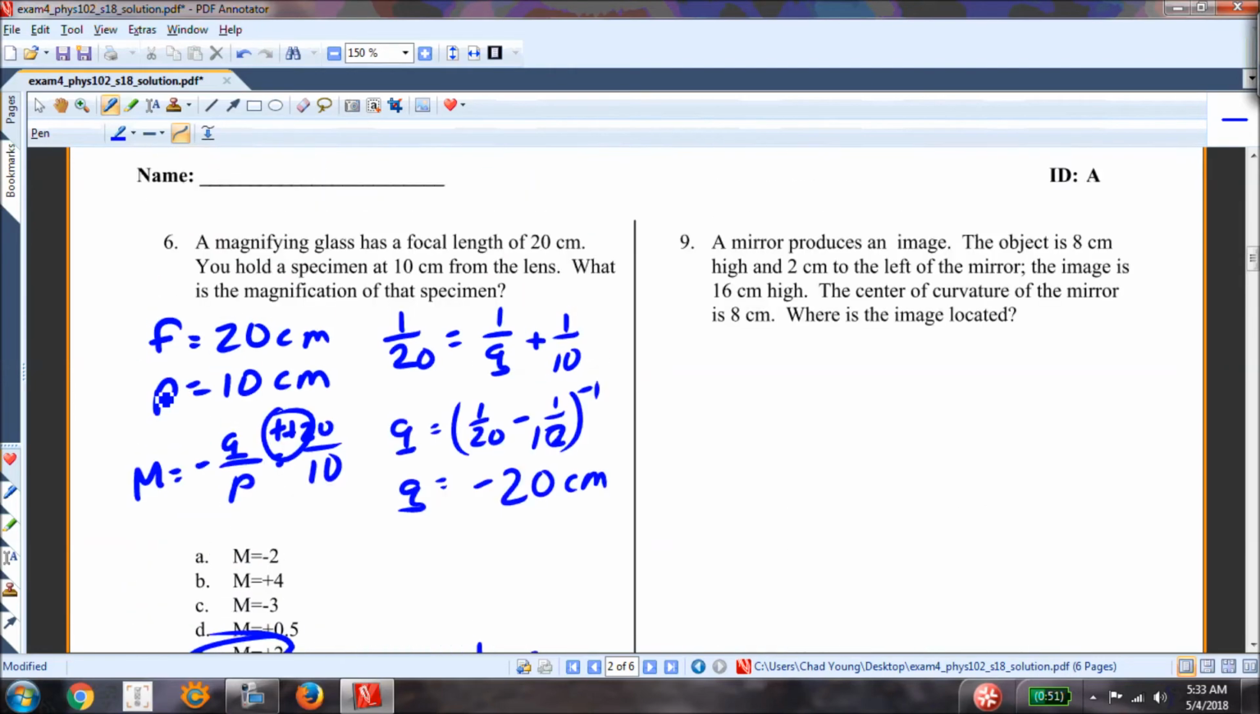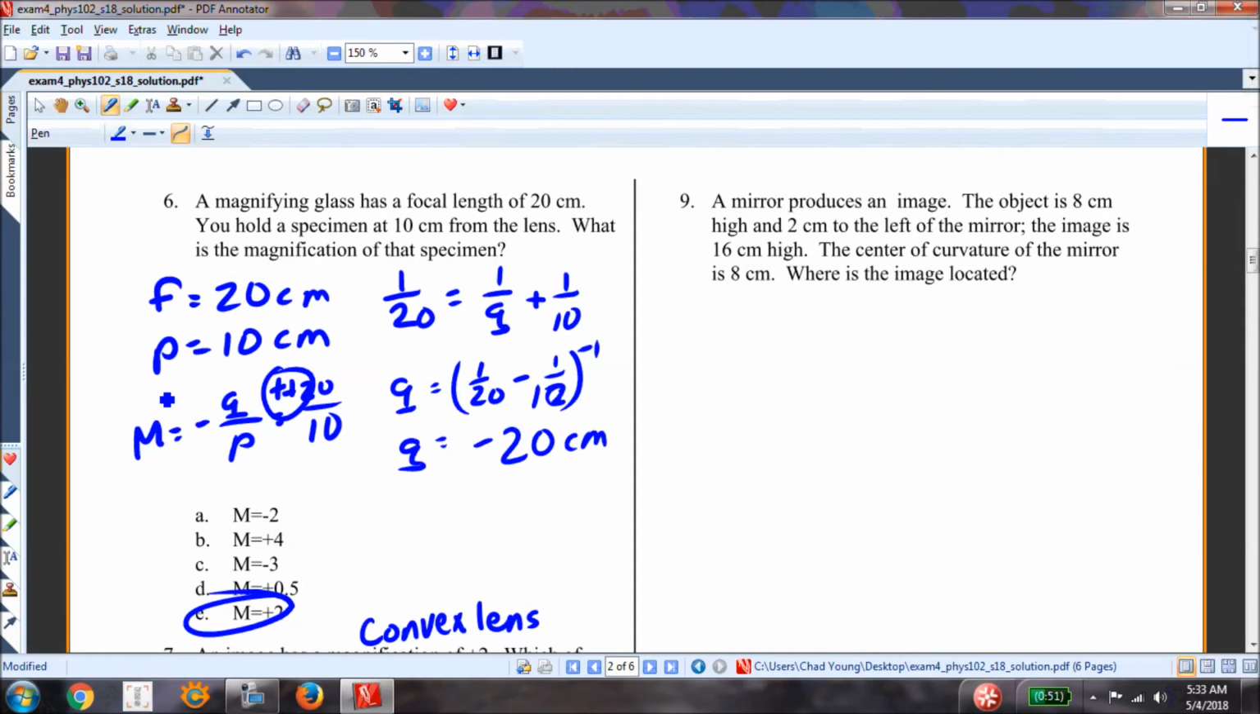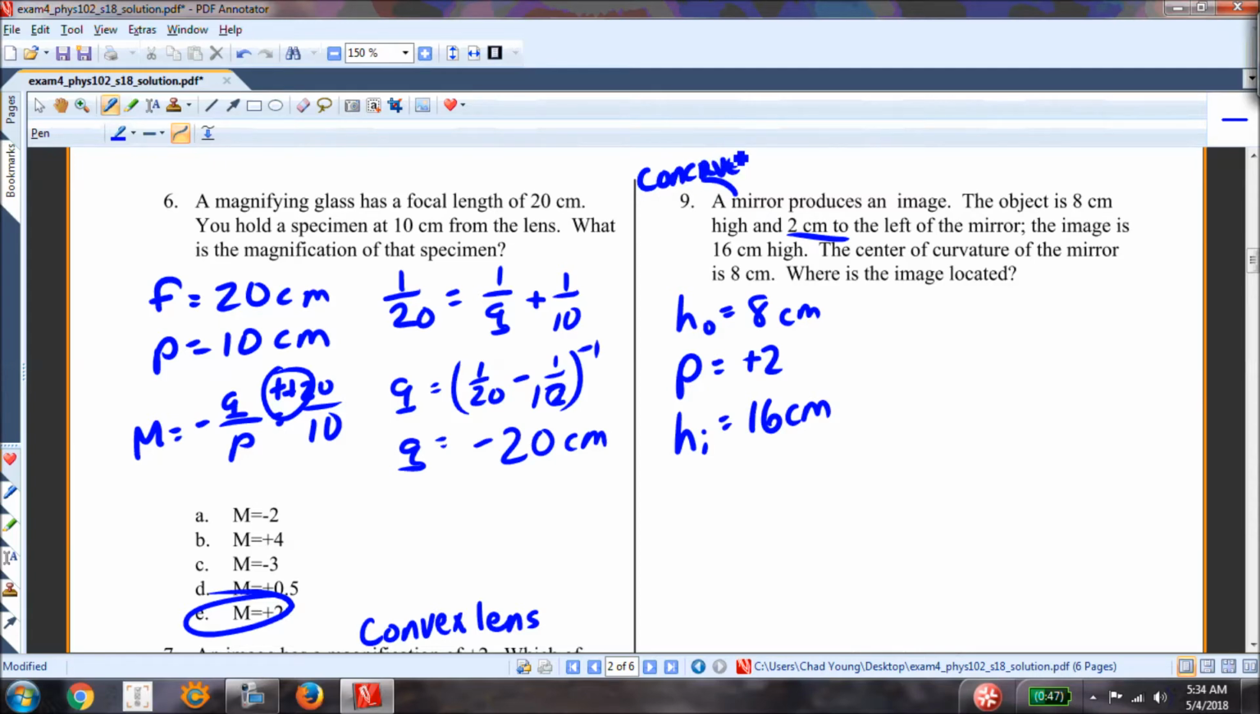All right, number 9. A mirror produces an image. The object is 8 centimeters high, so HO is 8. It's 2 centimeters to the left of the mirror, so that's p is +2. The image is 16 centimeters high, so HI is 16 centimeters. So already this should tell us something. First of all, this is a concave mirror. So because the image is bigger than the object, it's twice as big.